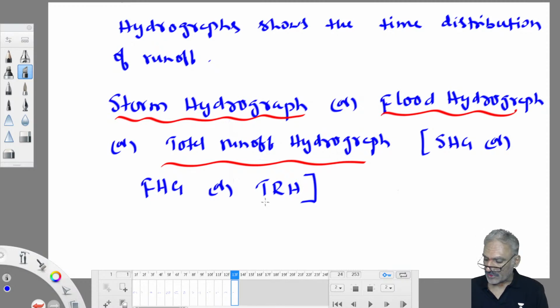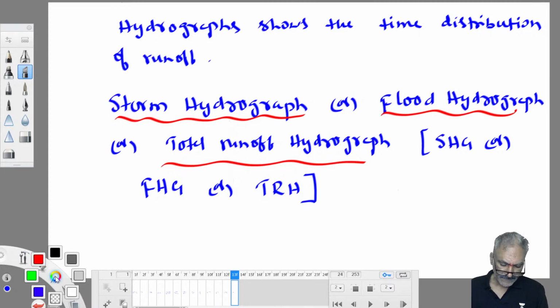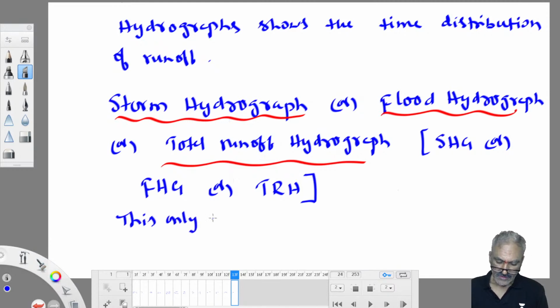So it contains both direct runoff and as well as base flow. People also call it as total runoff hydrograph. Okay, whatever name you use, no problem. This is the only real-time hydrograph. This is the only hydrograph which is physically plotted by measuring stream discharge. So this is the real-time hydrograph.